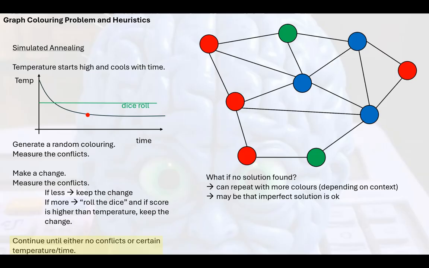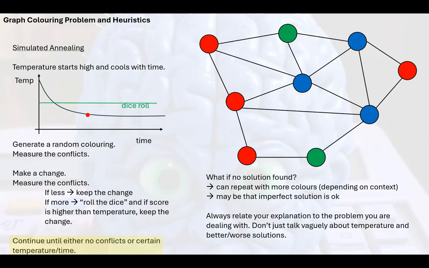Now, if there's no solution found, we could then say, well, it didn't work with 3 colours, let's try with 4 colours. Depends a bit on the context. It might be that an imperfect solution is okay, because if you were doing some kind of scheduling problem and you've got 2 conflicts, it might just mean there's 2 people who can't do those particular combination activities or whatever it is. I'm thinking about a question from a couple of years ago where you were scheduling members to attend certain gym classes in certain rooms.